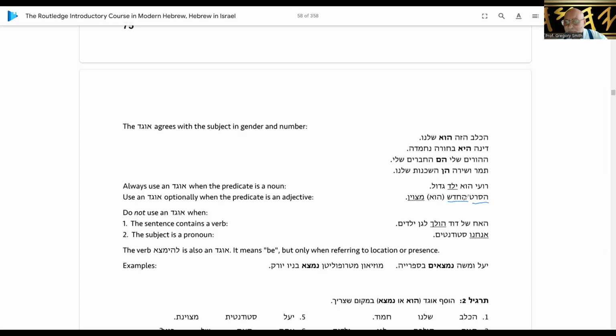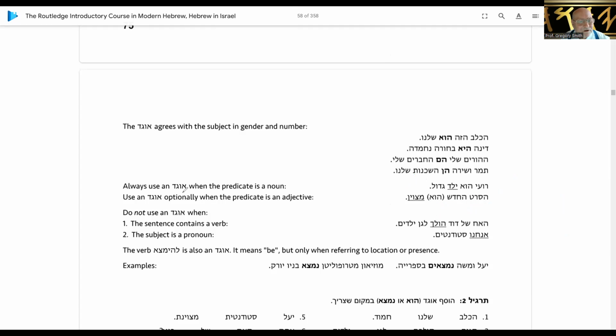Look at that. It's almost like this definite article, hey, it sounds like this, with segol, hehadash. So haseret hehadash. And then look at this. It uses the pronoun who, because haseret is masculine gender apparently. And Mitsuyan means excellent. Haseret Hehadash hu mitsuyan. Yeah. Hu mitsuyan. Okay, it's excellent.